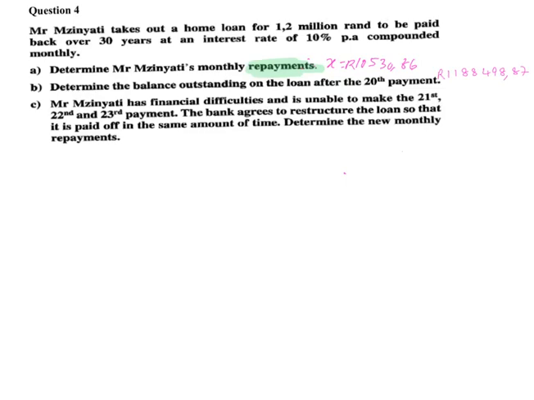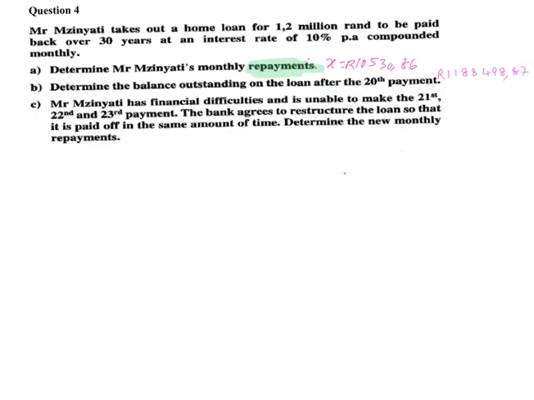Now, the bank agrees to restructure the loan. Because COVID is a universal problem, the bank says, okay, no problem, we understand your problem, and when you're ready to pay, we'll restructure the loan. The total period remains as 340 months, but the bank will continue to apply interest. Therefore, what will we do now?